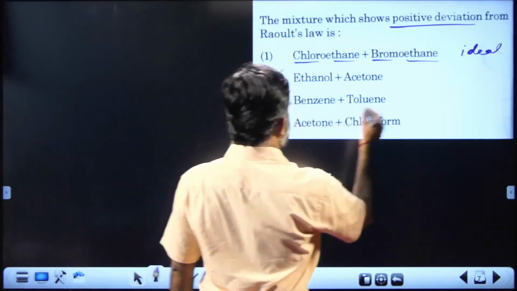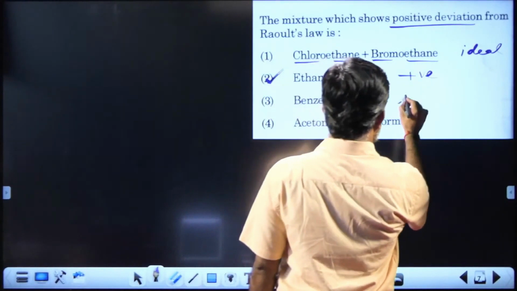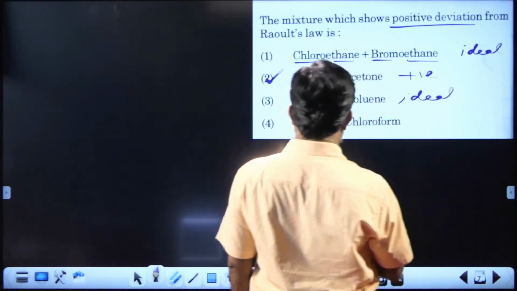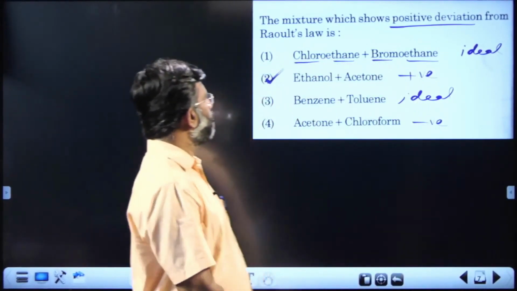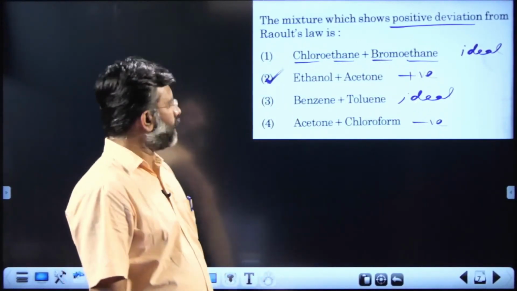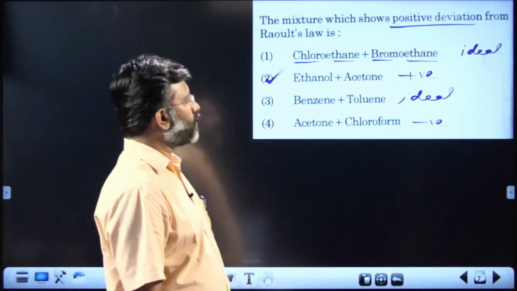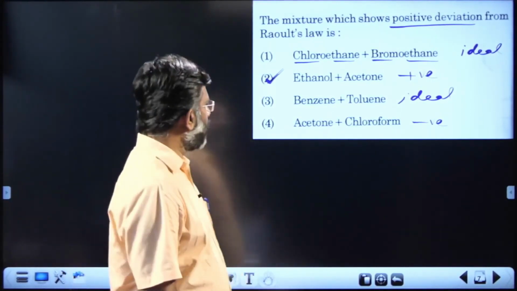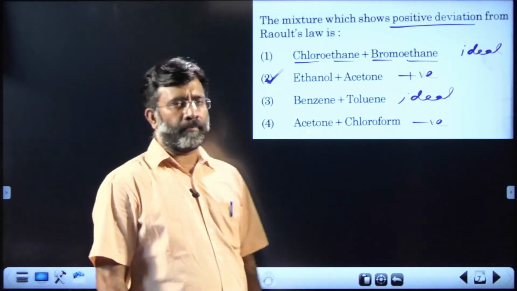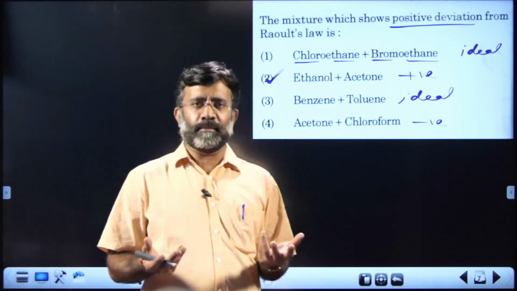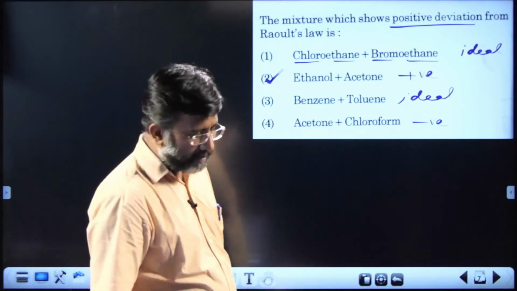Ethanol and acetone, this makes a positive deviation. And benzene toluene, again it is an ideal solution. Acetone chloroform, and it is negative deviation. So first choice, it is ideal. Second choice is our answer, ethanol and acetone, that gives positive deviation, while benzene toluene will be ideal. Acetone chloroform makes negative deviation. Examples are quoted in the textbook. Elementary question only based on the example.